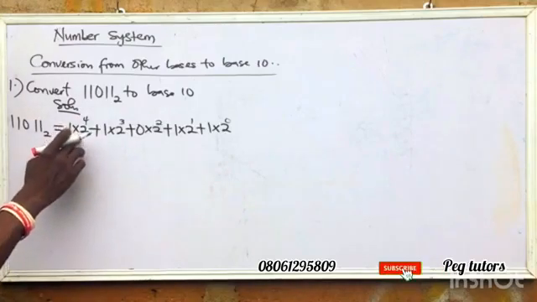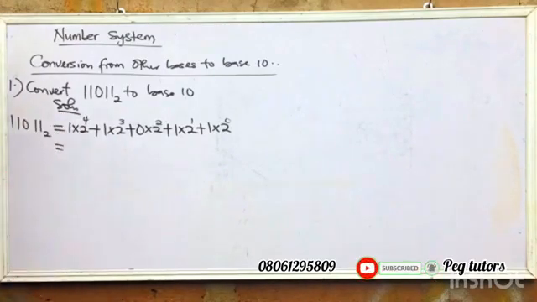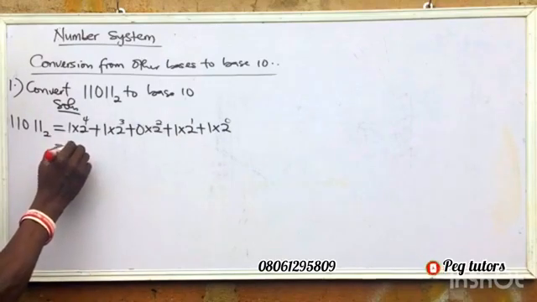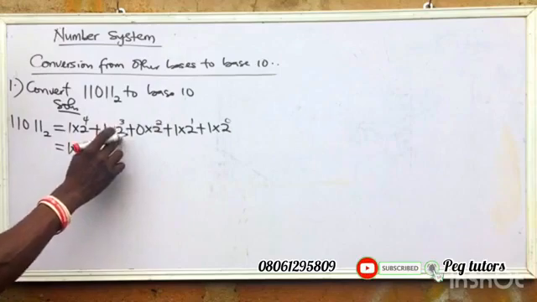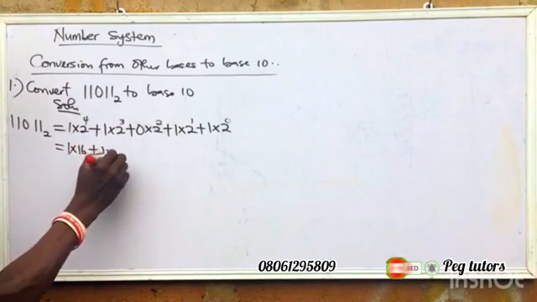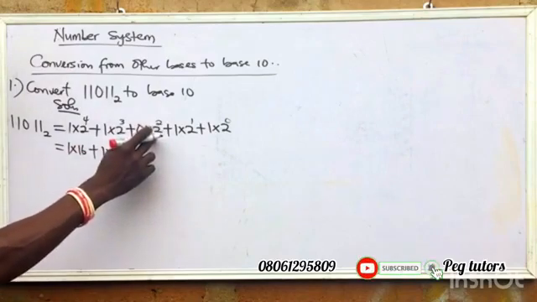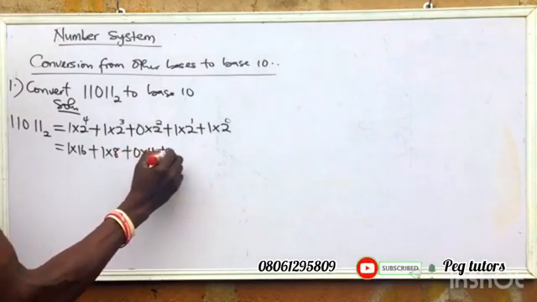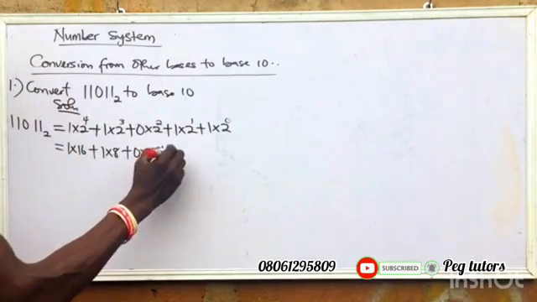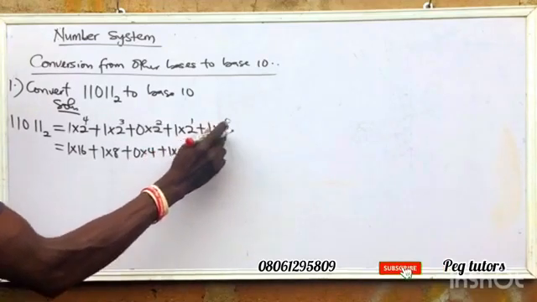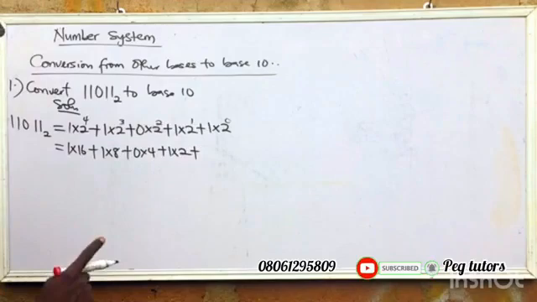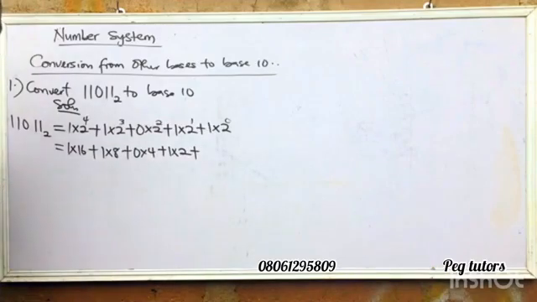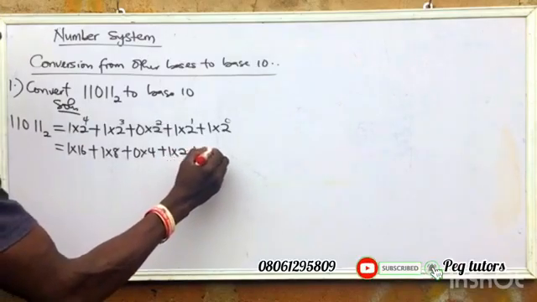So we have 1 times 2 raised to power 4, and 2 raised to power 4 is 16. So we have 1 times 16, plus, now 2 raised to power 3 is 8, so we have 1 times 8, plus 0 times 2 raised to power 2, which is 4, so 0 times 4, plus 2 raised to power 1 is 2, so I have 1 times 2, then plus 2 raised to power 0 is 1. Note that anything raised to power 0 is 1. 1000 raised to power 0 is 1. So we go, 1 times 1.